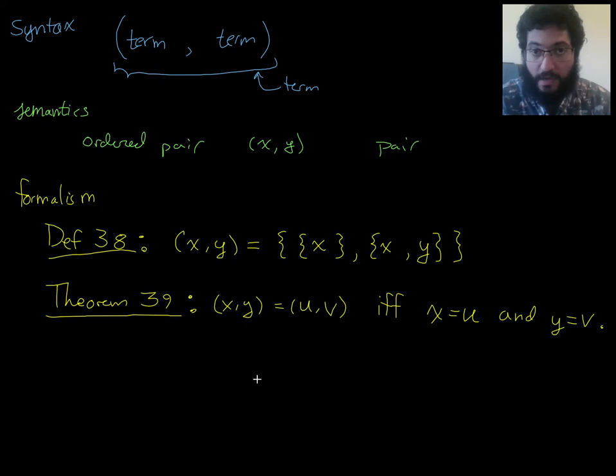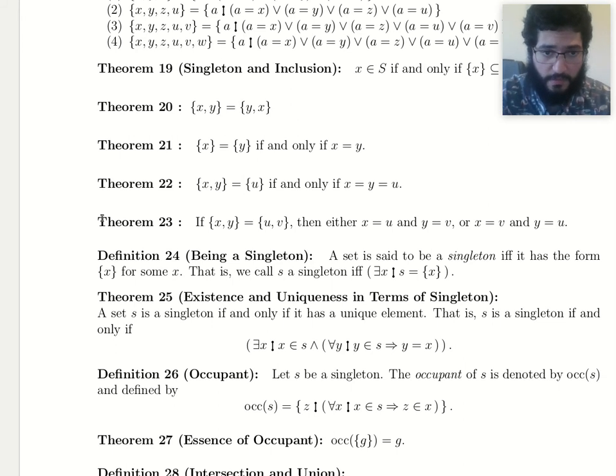Notice it's not like that at all for doubletons, right? Compare this to theorem 23 here, where you see that if the doubleton xy equals the doubleton uv, then you cannot conclude that x and u match up and y and v match up. They might, but it's also possible to have x match up with v and y match up with u. So this is another way of observing that doubletons don't care about the order in which things are listed.